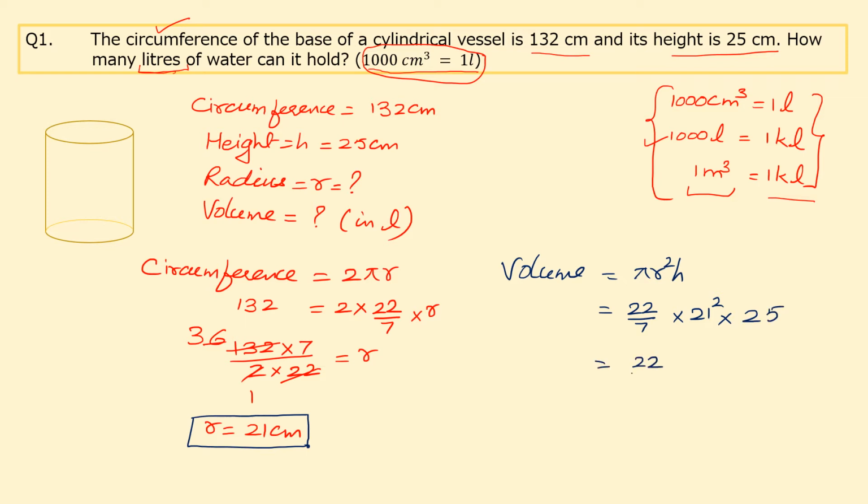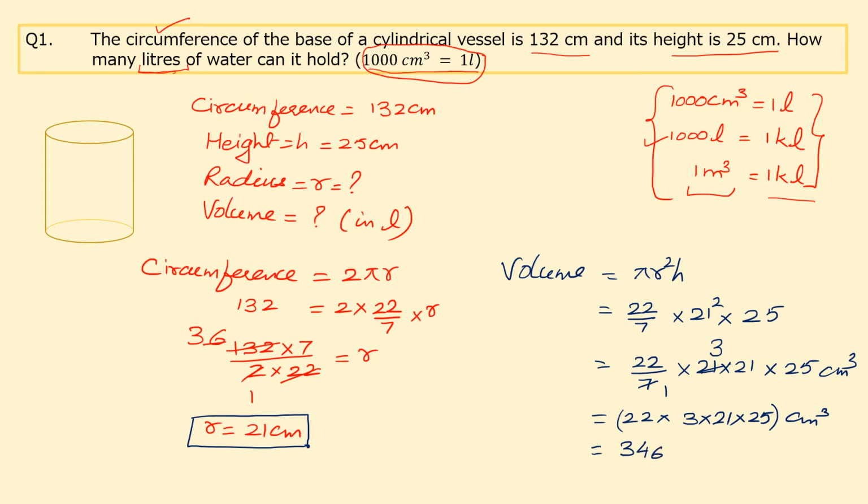So 22 by 7. Now instead of finding 21 square, just write 21 twice. It will make your calculation easy. So 7 1s are 7, 7 3s are 21. So 22 into 3 into 21 into 25 centimeter cube. This is equal to 34650 centimeter cube. Now 1000 centimeter cube equals 1 liter.